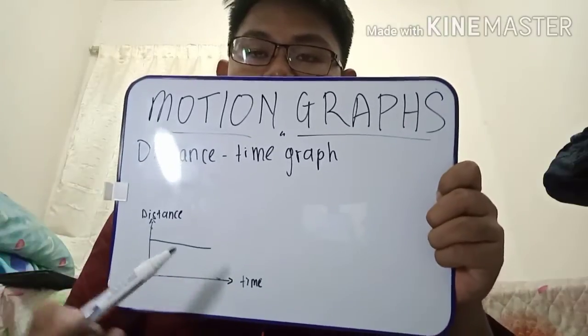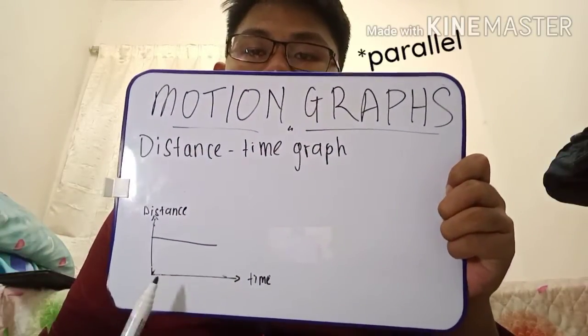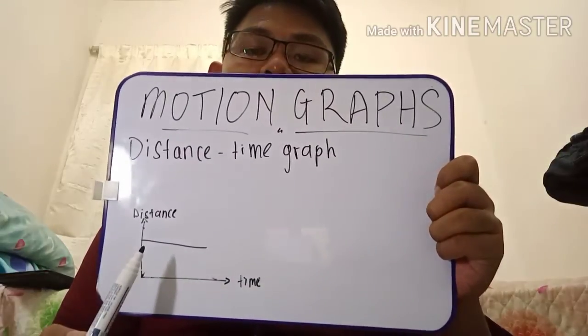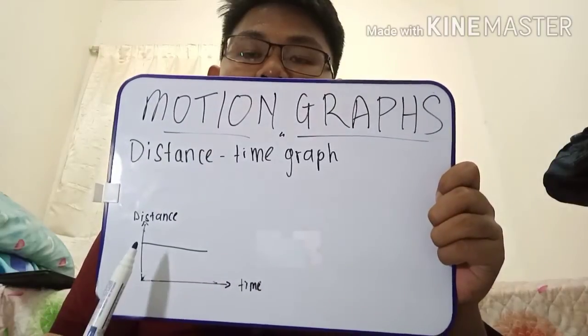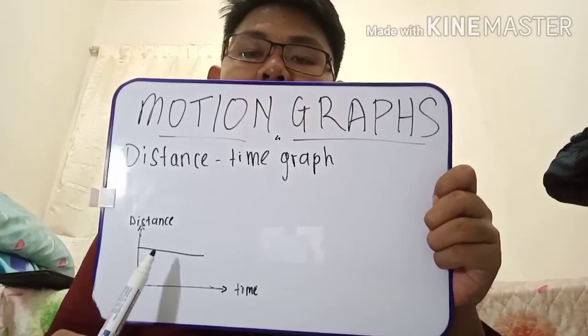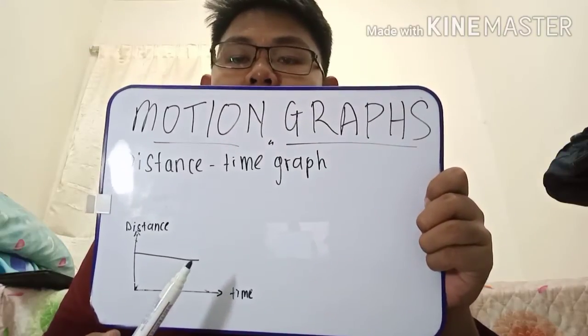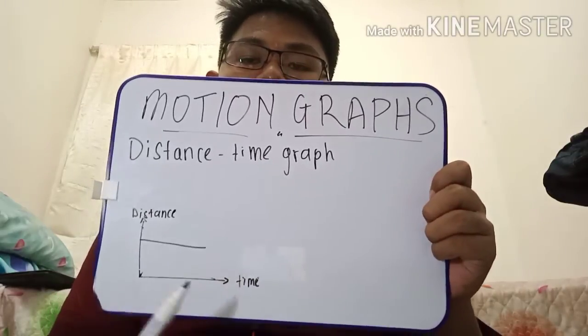They also describe this kind of graph, where we can see that this line is perpendicular to the x-axis. This means that the object doesn't move from its initial position. There is no speed involved because the gradient is the same. It doesn't show downward or upward.